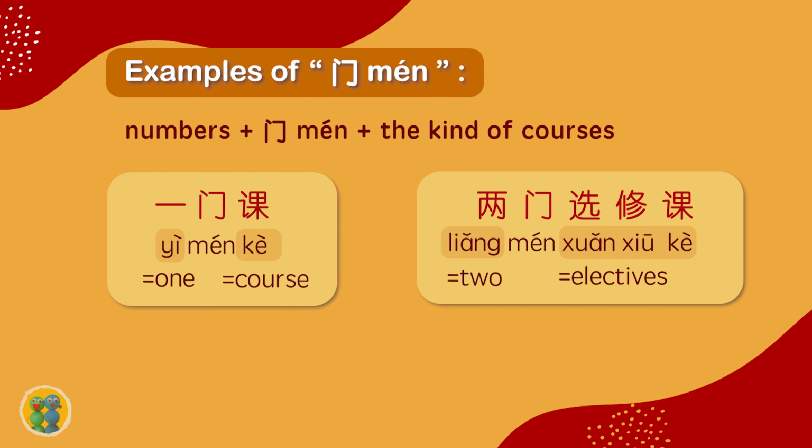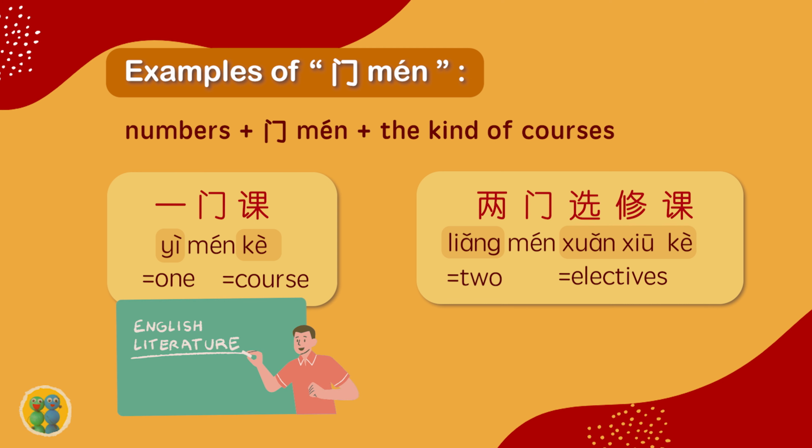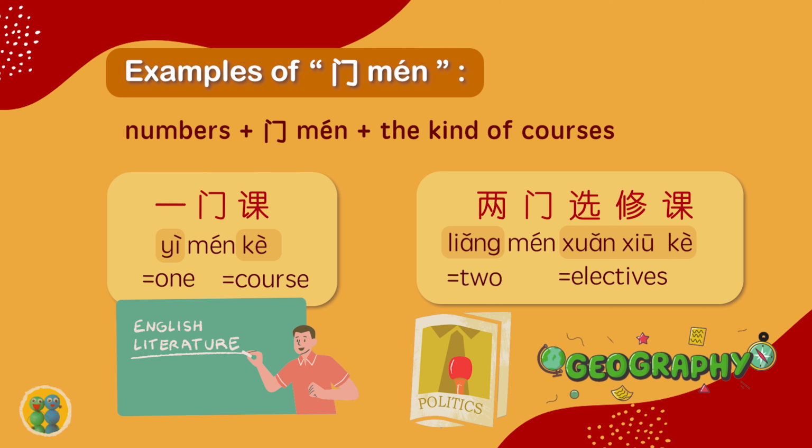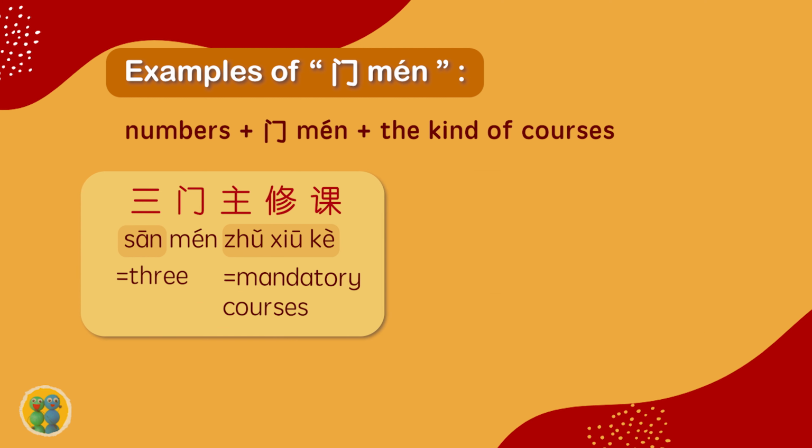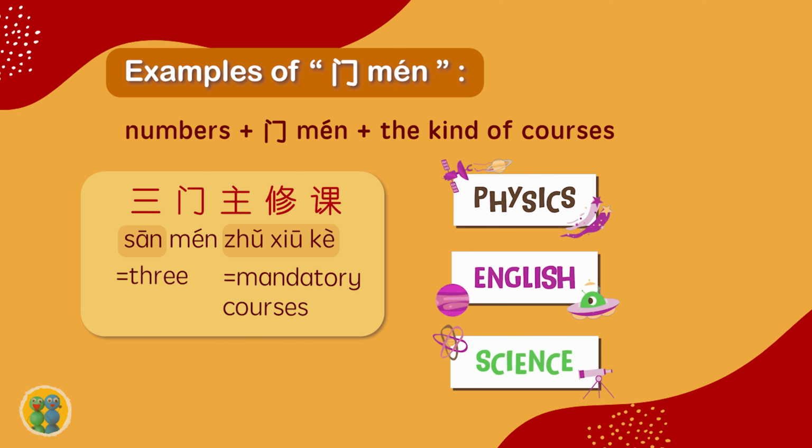Examples of 门: 一门课. 一 means one. 课 means course. 两门选修课. 两 means two. 选修课 means electives. 三门主修课. 三 means three. 主修课 means mandatory courses.